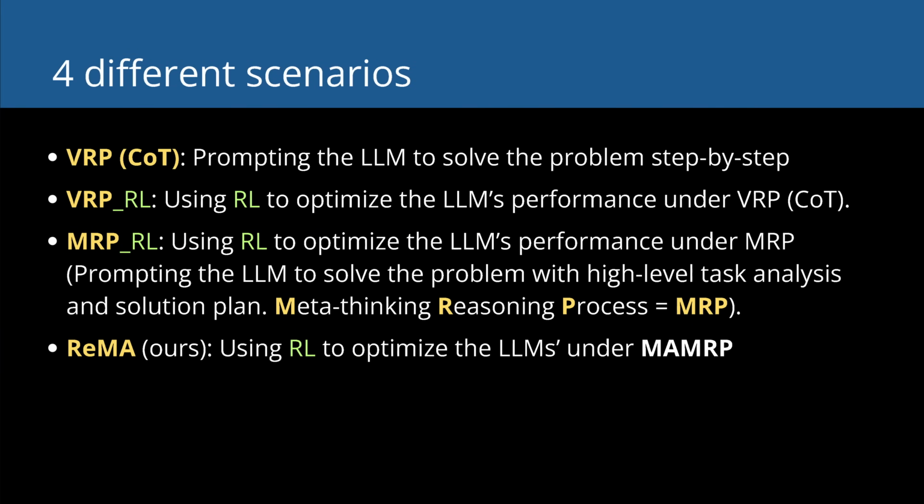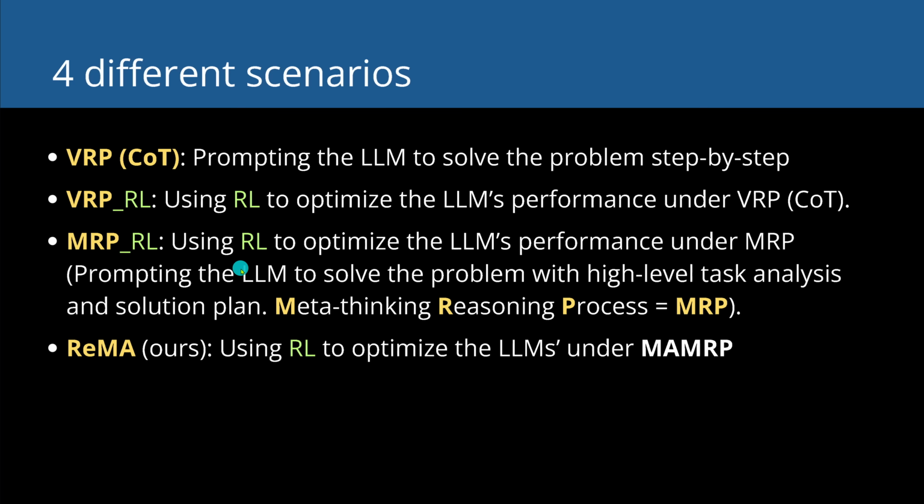Let's have a look at the core idea that we want to implement. Let's have some fun together and let's have a look at 4 different scenarios. The first one is the vanilla reasoning progress, where we have our standard chain of thought. This is the standard we have currently. No? We're prompting the LLM to solve a problem step by step. You know this. Then we have now a reinforcement learning methodology to optimize now the learning of the LLM and increase the LLM performance under this vanilla reasoning progress with chain of thought. We just call it VRP underscore reinforcement learning.